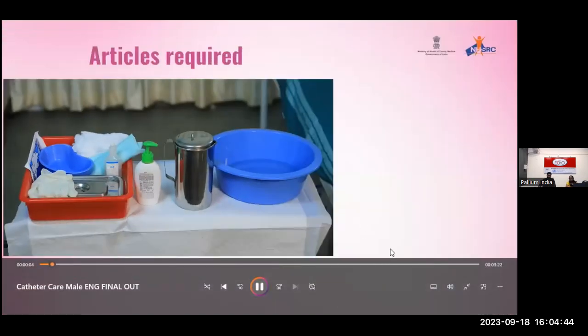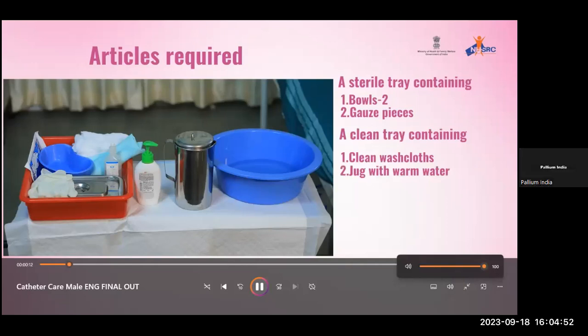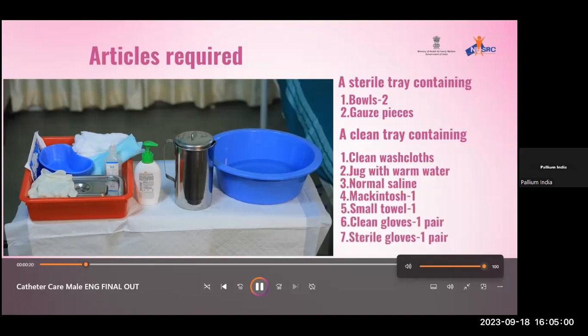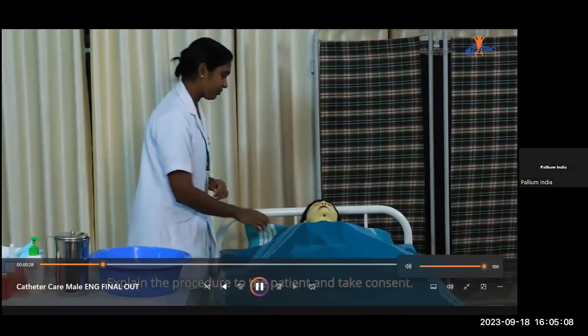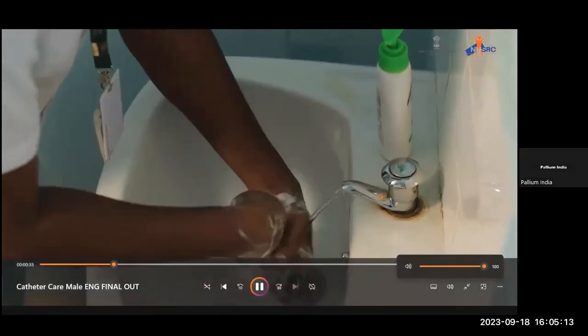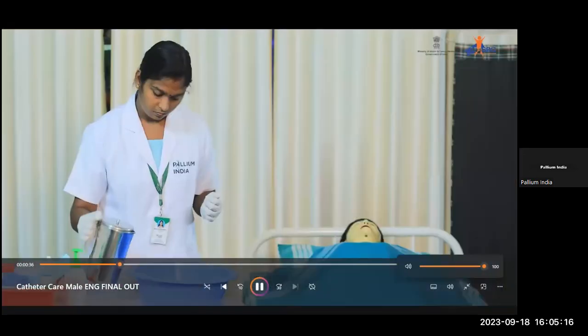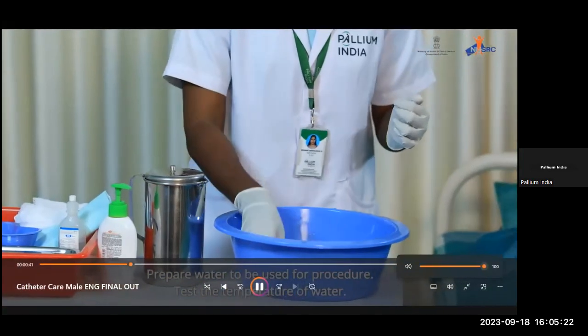Articles required: a sterile tray containing 2 bowls and gauze pieces, a clean tray containing clean washcloths, a jug with warm water, normal saline, 1 Macintosh, 1 small towel, a pair of clean gloves, a pair of sterile gloves, 1 kidney tray, adhesive tape and scissors. Greet the patient. Explain the procedure to the patient and take consent. Provide privacy to the patient. Wash hands. Wear clean gloves. Prepare water to be used for the procedure. Test the temperature of the water.